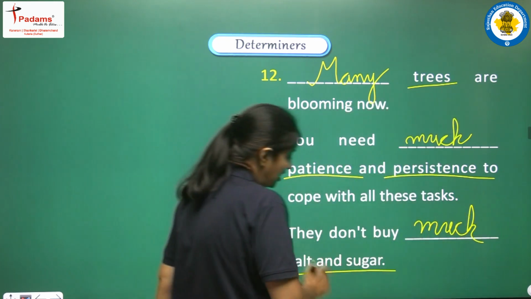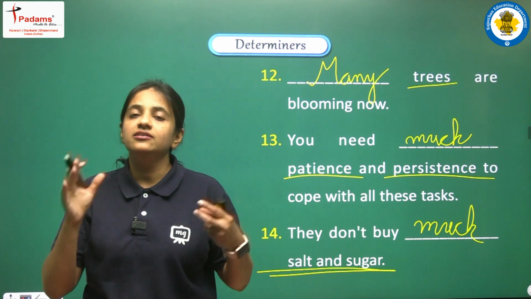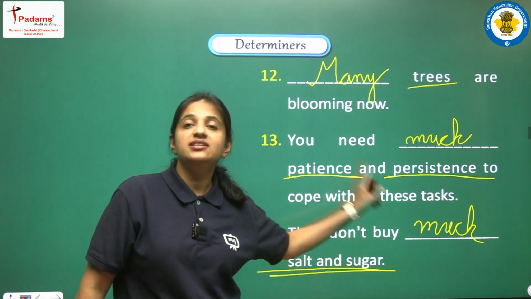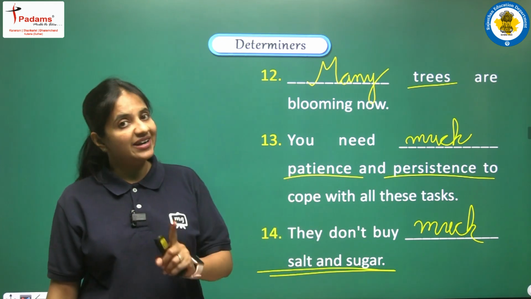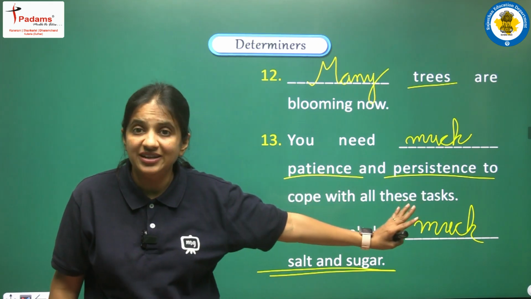So students, again I am saying this thing, just be very careful regarding this thing, that you have to identify, you have to look at the noun very carefully, and just first of all decide that the noun is countable or uncountable, and according to that only use the appropriate determiner.